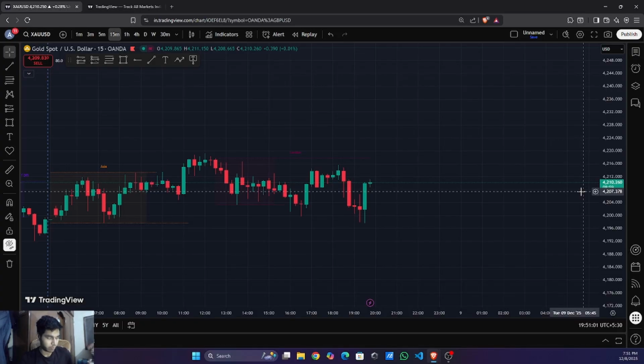If it makes a 15-minute FVG, then what we want is a 15-minute FVG, 1 minute break of structure, and we will look for buys.